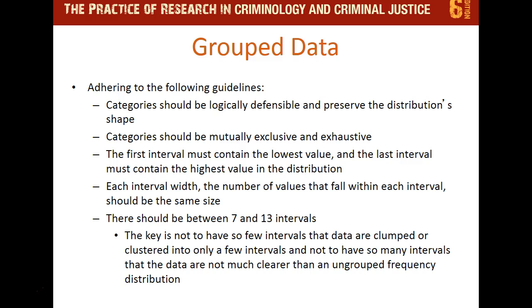Remember how I just said the bars? There should be between 7 and 13 intervals. So the key is not to have so few intervals that data are clumped or clustered into only a few intervals, and not to have so many that the data are not much clearer.